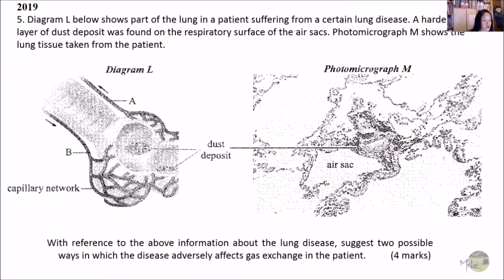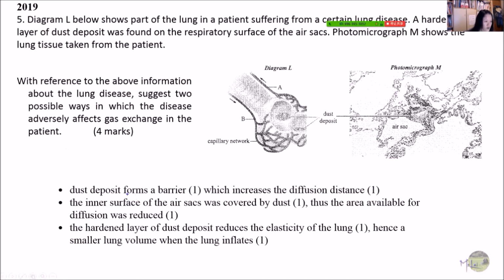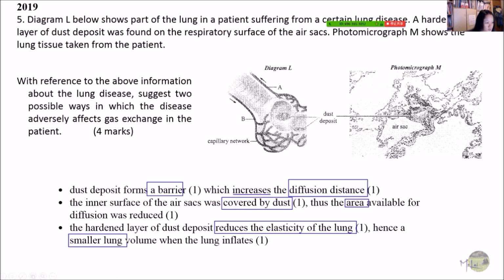Okay, so this is the marking scheme. The dust deposit will form a barrier. This would increase the diffusion distance. So this barrier will affect the distance. The other one, if the inner surface is covered with dust, this would affect the area. The last one, it would reduce the elasticity. Virtually none of the candidates can write this point. Therefore, when the elasticity is reduced, that means the lung volume will be smaller.